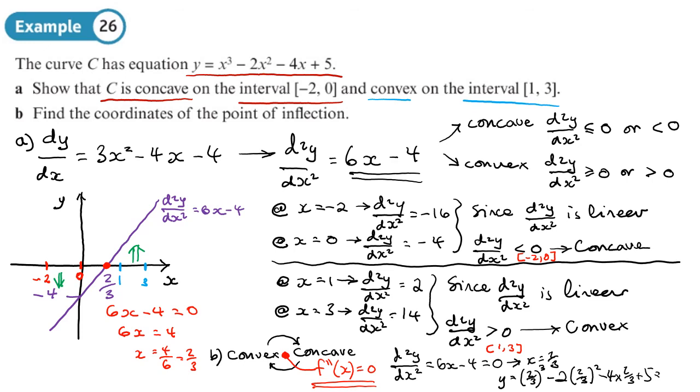And I get 47 over 27. So the coordinates of the point of inflection are going to be 2/3, because that was the x, and 47 over 27. And I'd keep these like that. I'd keep them exact. I wouldn't start messing around and changing these into decimals.